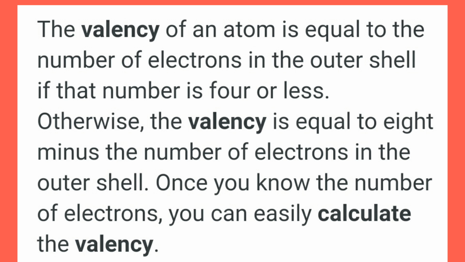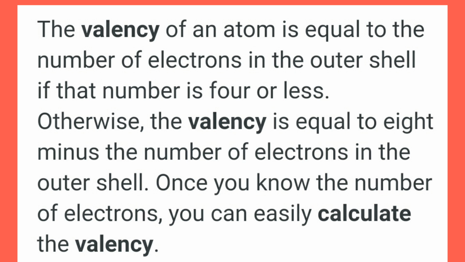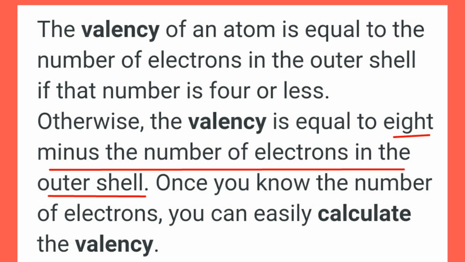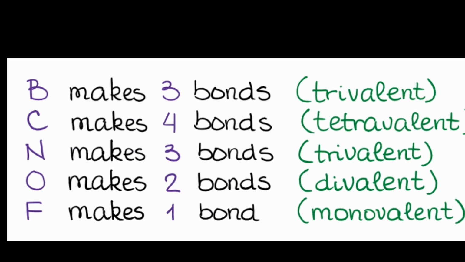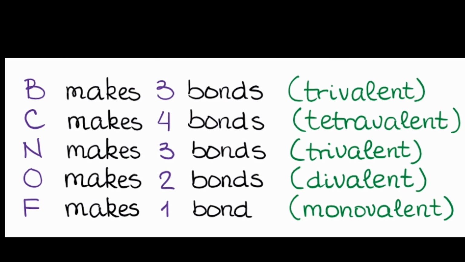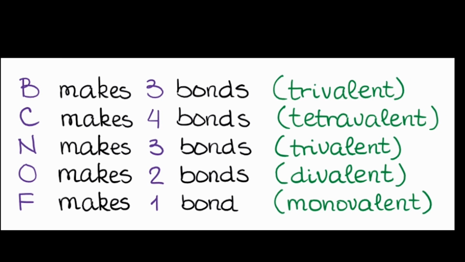Now the formula for valency: if there are 4 electrons or less in the outer shell, then the number of electrons in the outer shell is equal to the valency of the atom. And if the number of electrons in the outer shell is more than 4, then the valency will be calculated as 8 minus the number of electrons in the outer shell. Now valencies are always whole numbers. Elements having valency equal to 1 are called monovalent, 2 divalent, 3 trivalent, and so on. The valency of noble gas is 0.